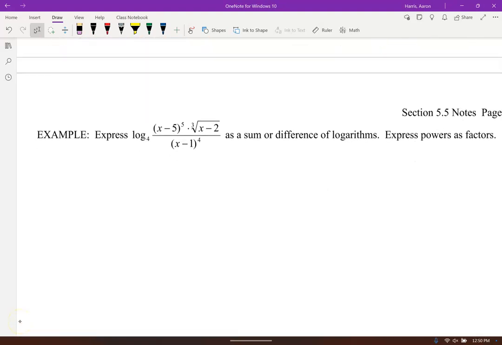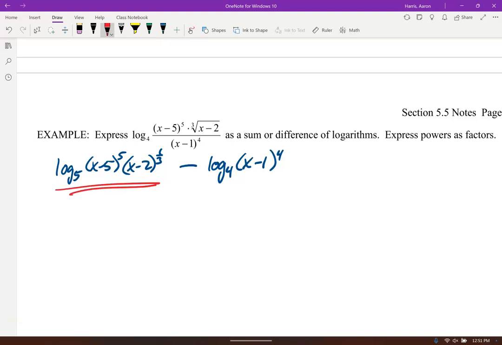They do kind of get to be a bit of a mess here. What I'm going to do is use the quotient property first. So I'm going to take log base 5 of the numerator, x minus 5 to the 5th, times x minus 2 to the 1/3, minus log base 4 of that x minus 1 to the 4th. And now I'm going to use the product property to expand that. So that'll become log base 5 of the first one plus log base 5 of that next one.